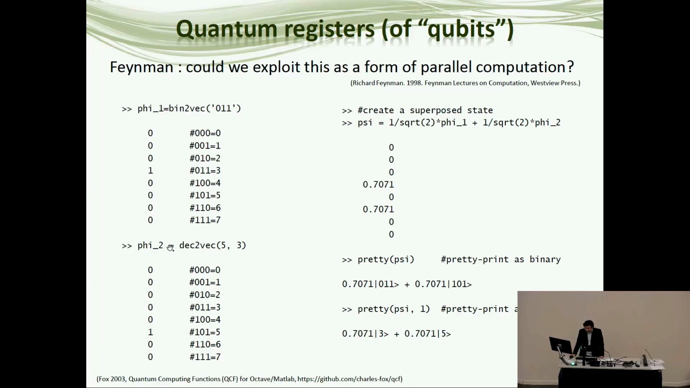If you like decimal, there's a little command. You can do decimal to vector as well. So if I want to represent the decimal number 5 in a 3-bit register, I can call it like this. And you see now all the probability is in the 5th state, 0, 1, 2, 3, 4, 5. Okay? So there's a 100% probability that the register is in state 1, 0, 1.